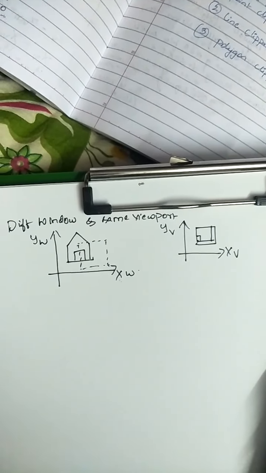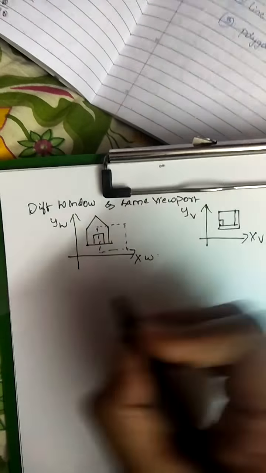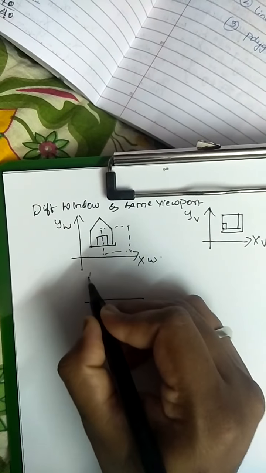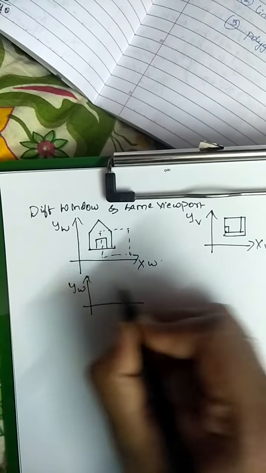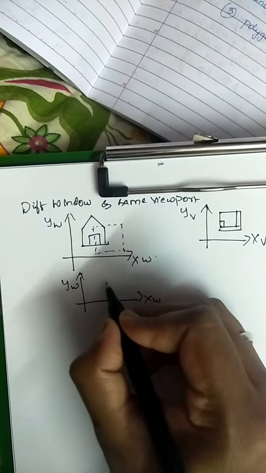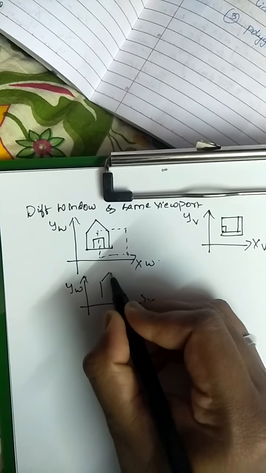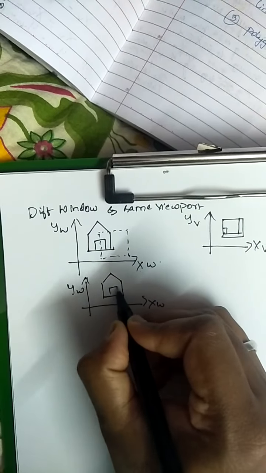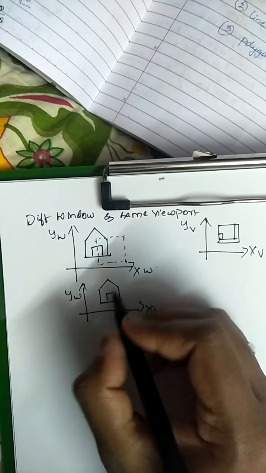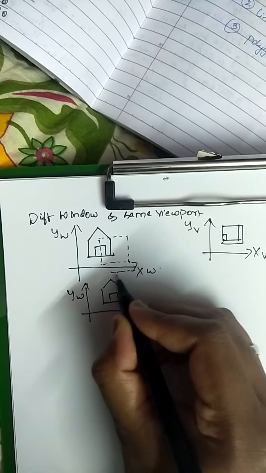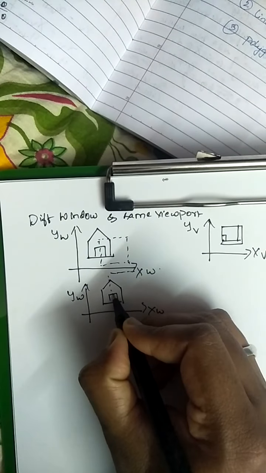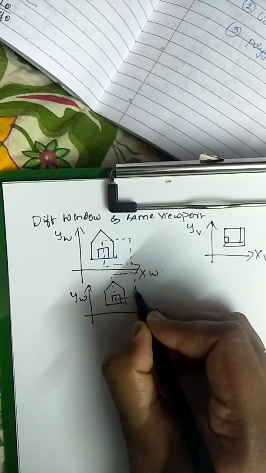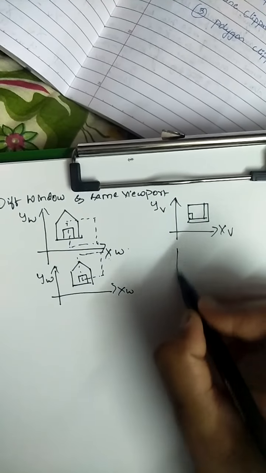Correct? So let us take a different window now. I have the same object, a house, but this time my window will be this. What happens in that case?